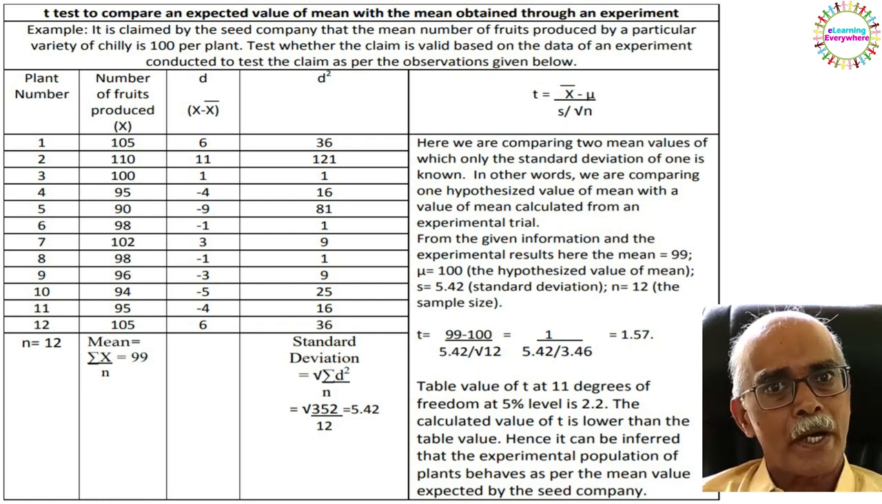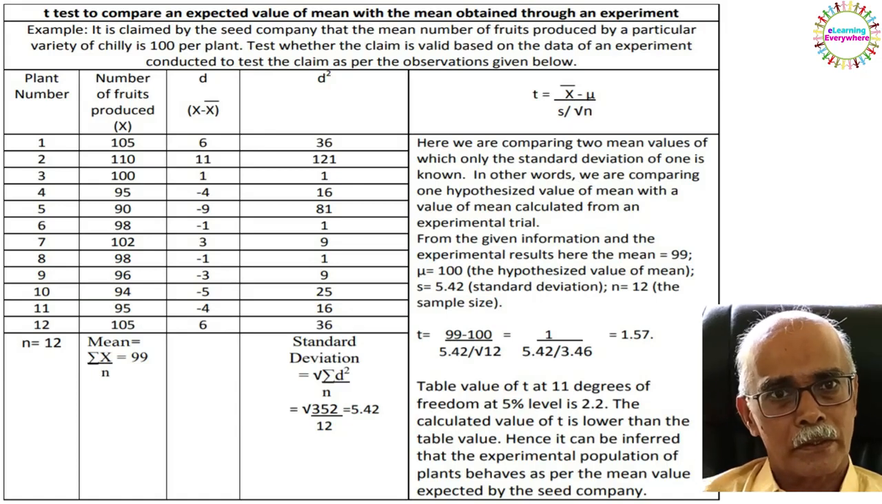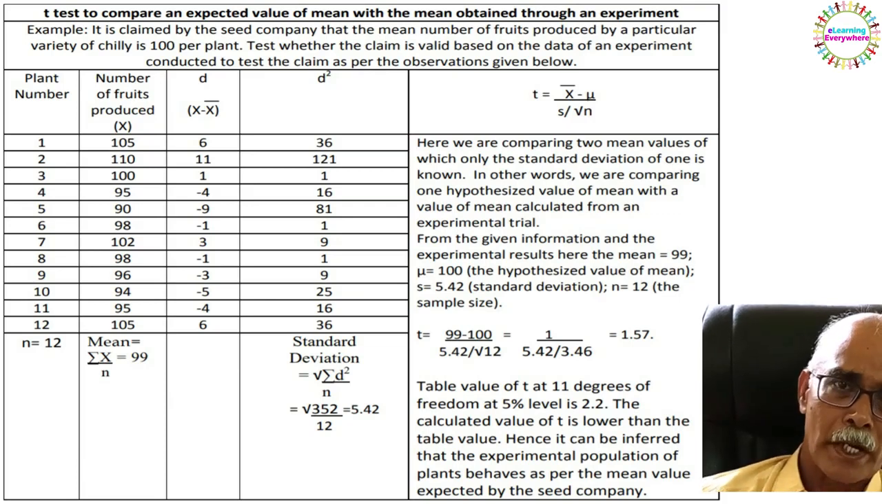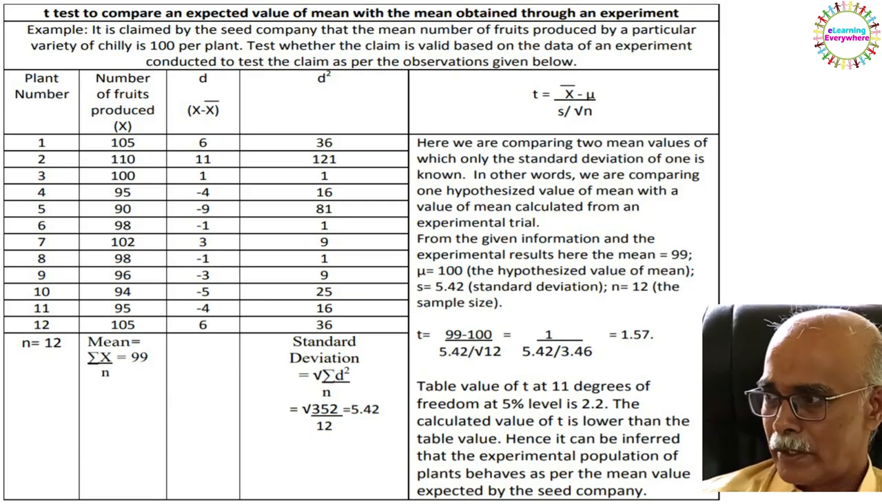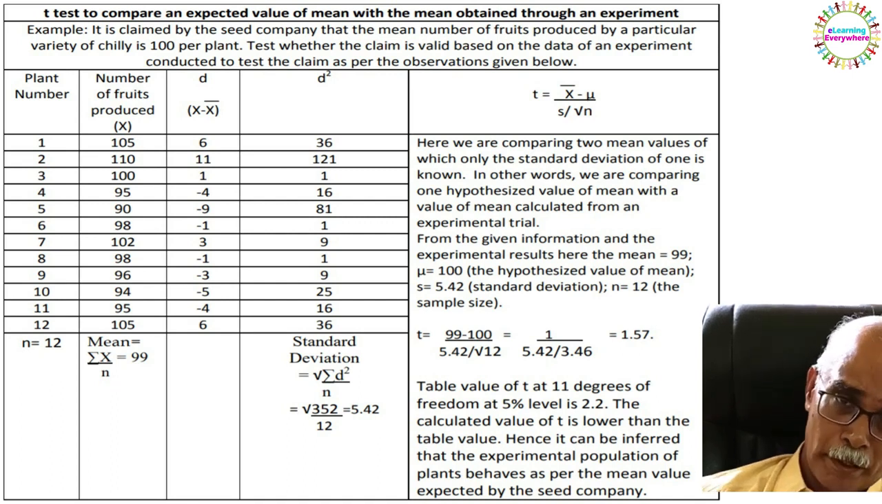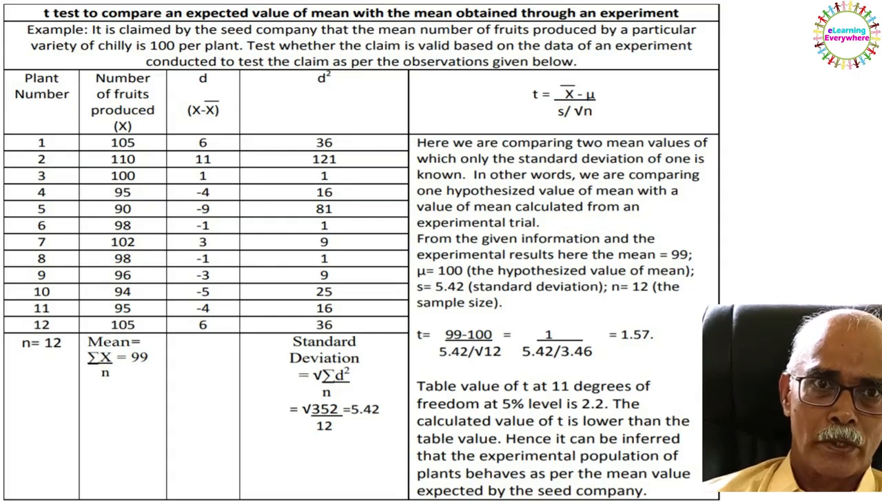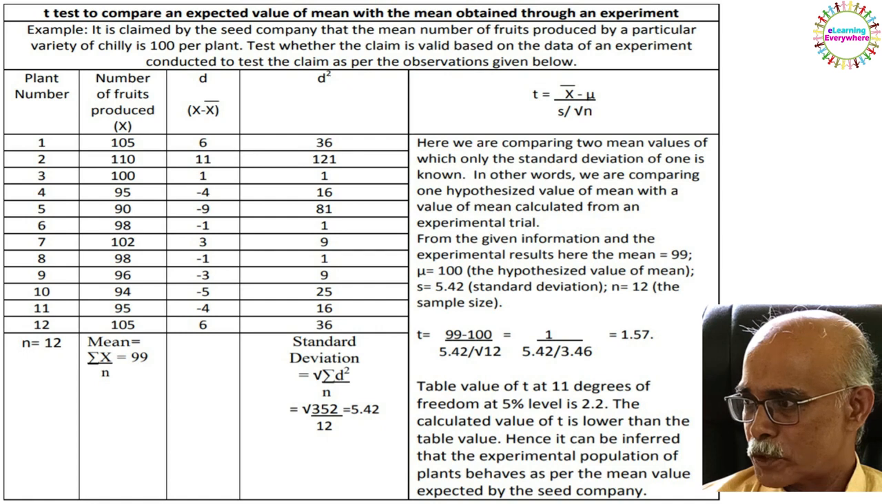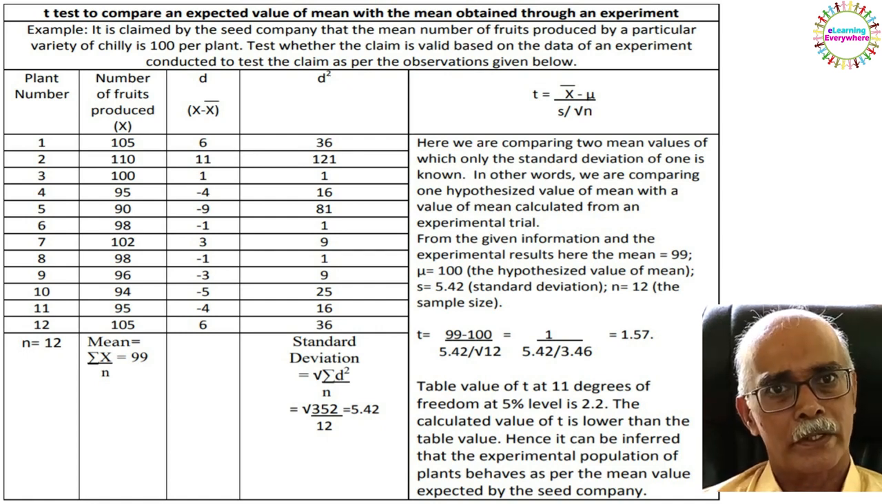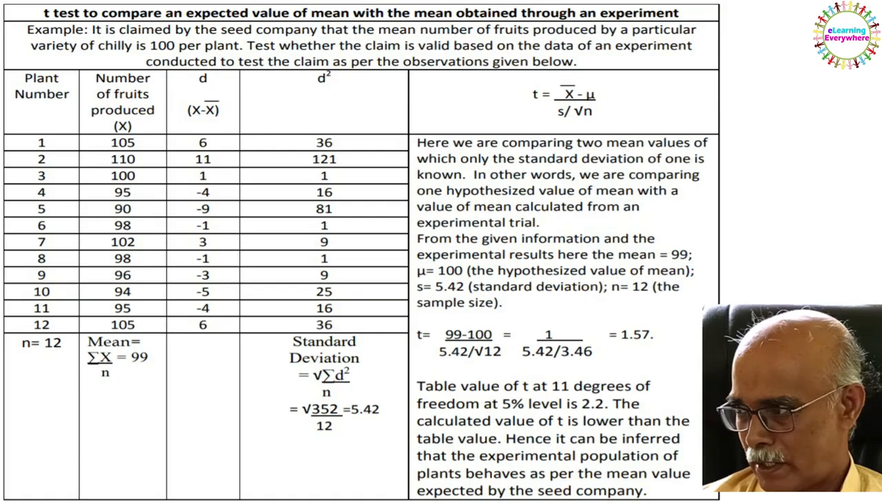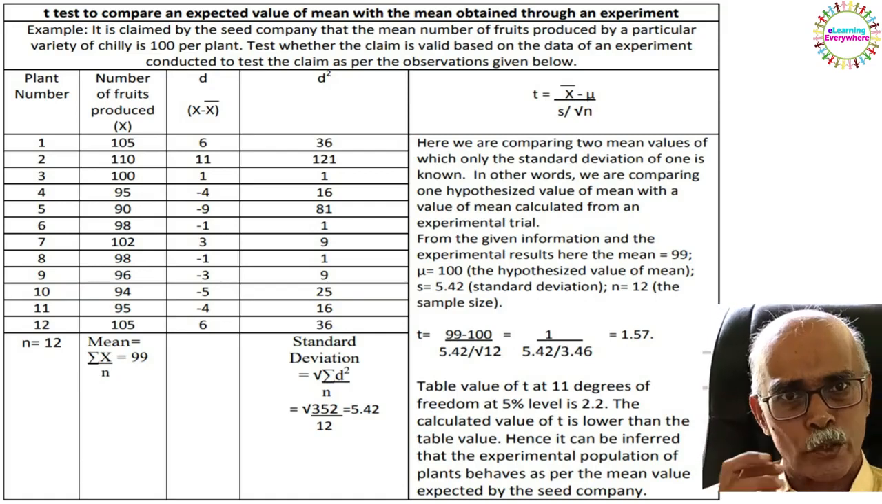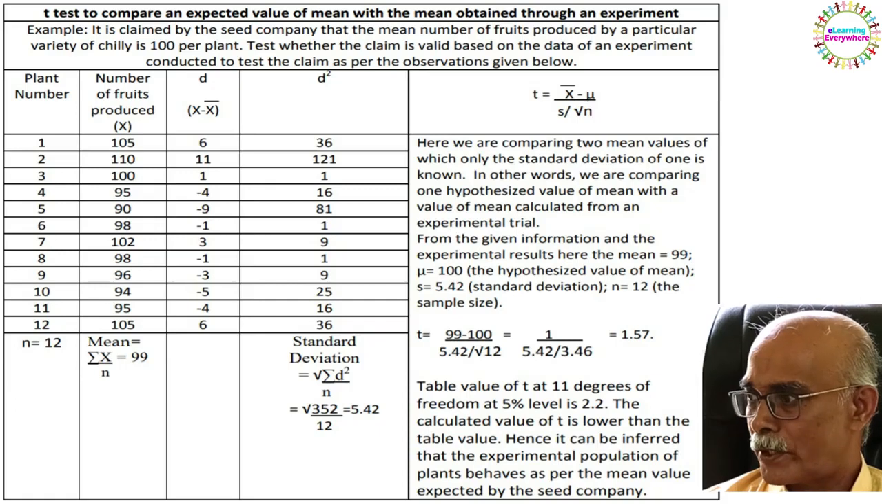So t at n minus 1 means t at 11 degrees of freedom. You have to go to the table of the t distribution and find the t value corresponding to 11 degrees of freedom at the 5% level. And the value from the table is 2.2.